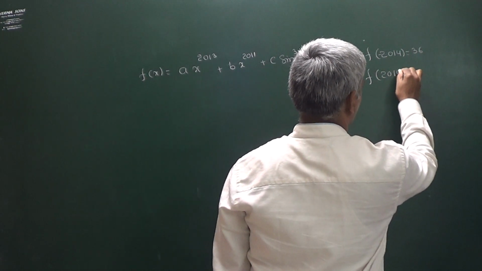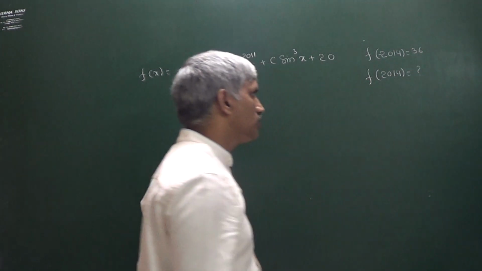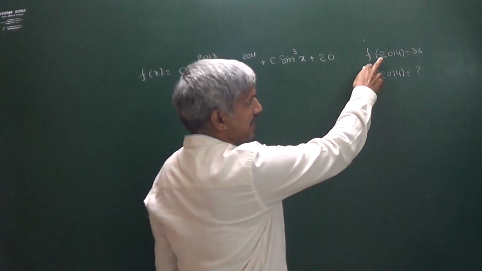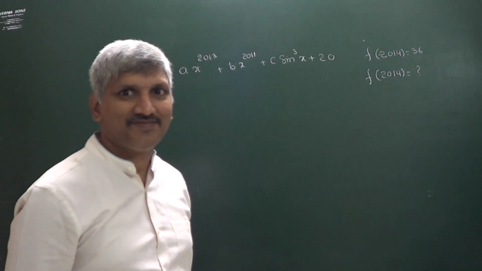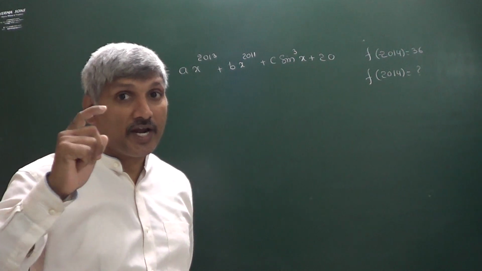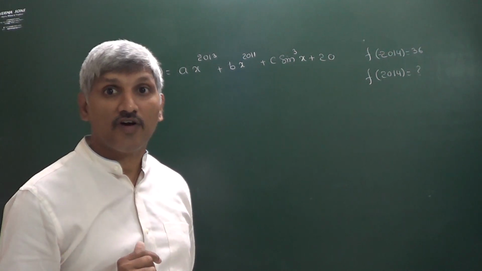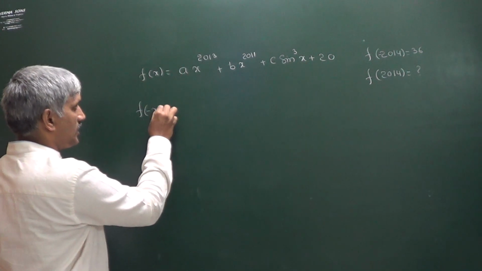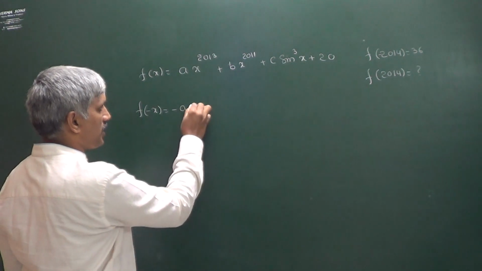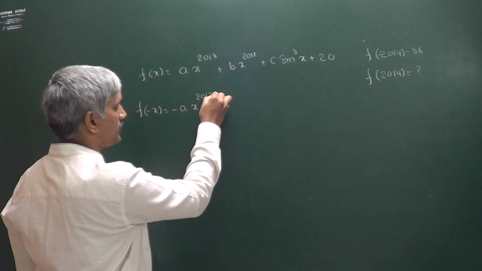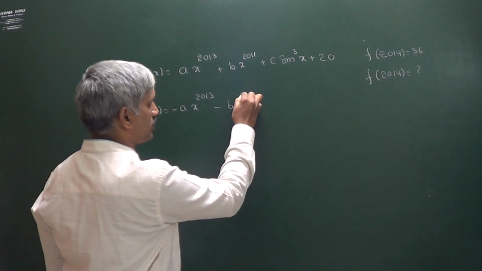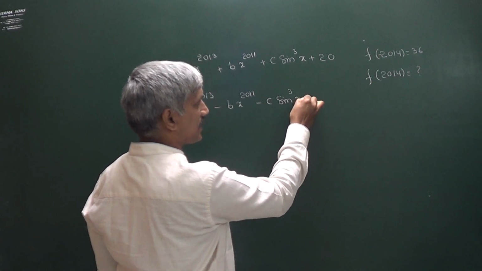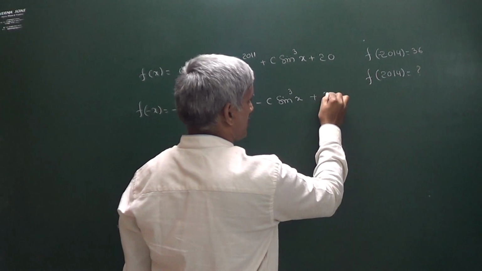F of minus 2014 is equal to 36. We have to find the value of f of 2014. Just check. F of x is given, he is asking f of x. So in your mind you have to get an idea about even function, odd function, f of minus x and f of plus x. This is f of x given, I am trying to find f of minus x. Yes, f of minus x is equal to minus a into x to the power of 2013 minus b into x to the power of 2011 minus c into sin cube x, because sin of minus x is minus sin x, plus 20.